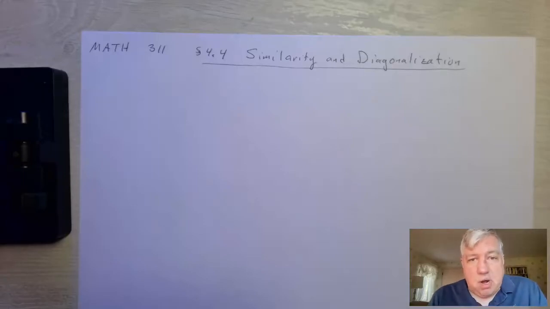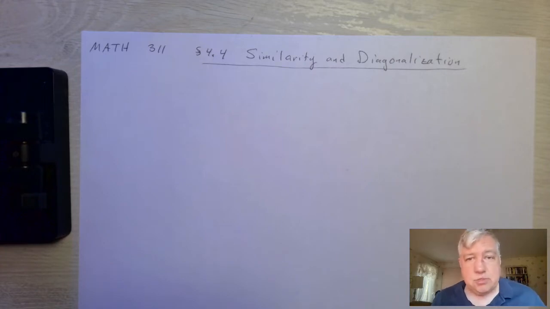This lecture is part one of a lecture on section 4.4 from Math 311, a course on linear algebra at Western Illinois University. So we're going to begin talking about two very important concepts of matrices, which has to do with similarity and diagonalization. And this, of course, is connected to eigenvalues and eigenvectors. And what I want to do is start off with a few examples and just to see how the theory flows from there.